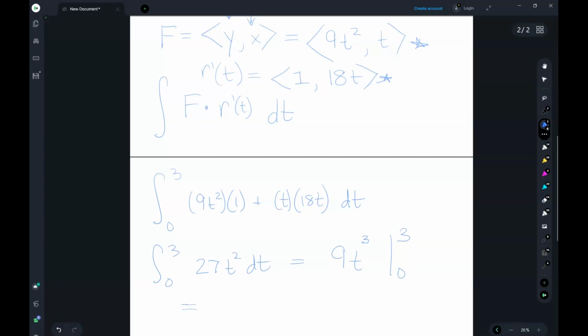If we plug 3 in, 3 cubed is 27 times 9. If we plug 0 in, we get 0. So we've got 9 times 27, which is 180 and 63, so 243. There weren't any units given in this problem, so we don't have any units to give for our answer, just 243.